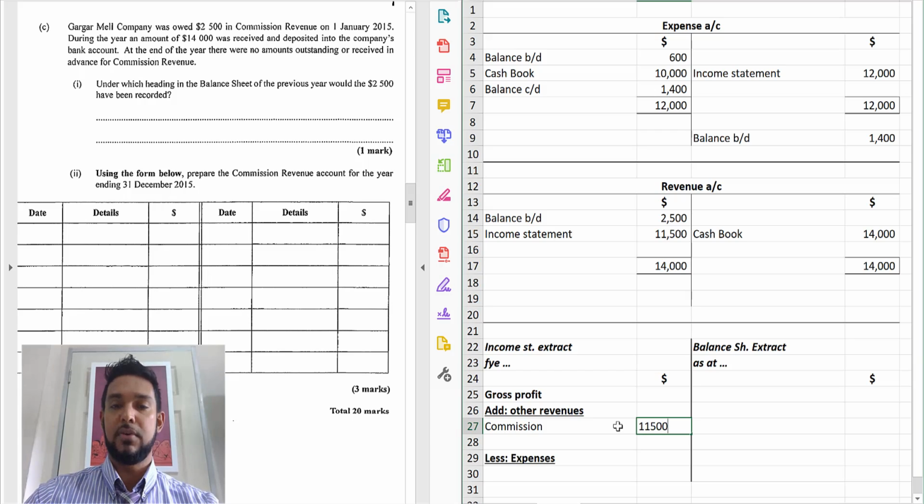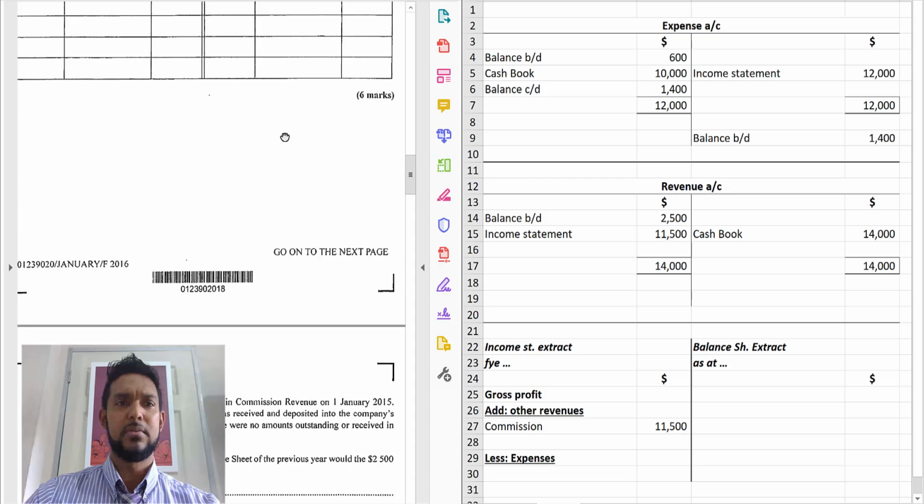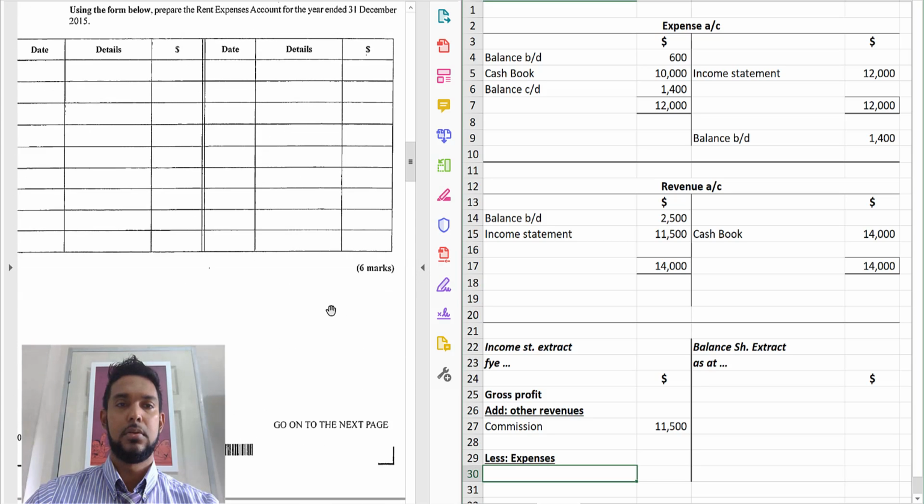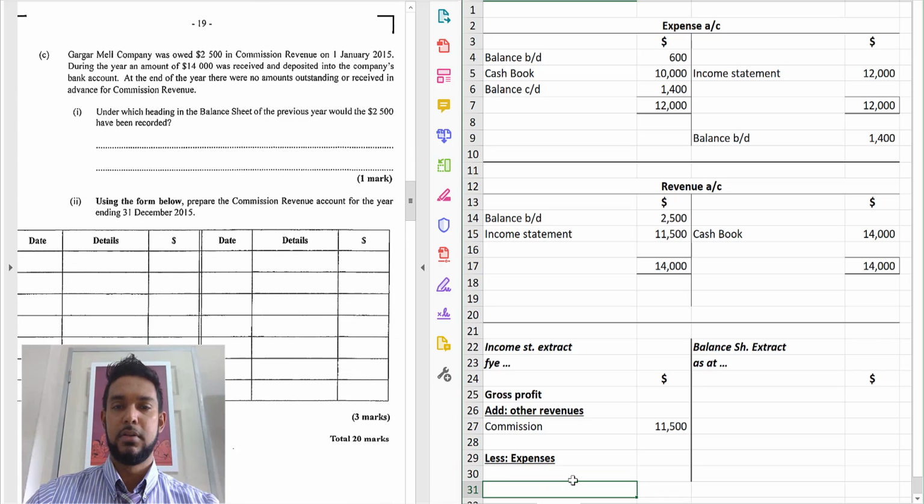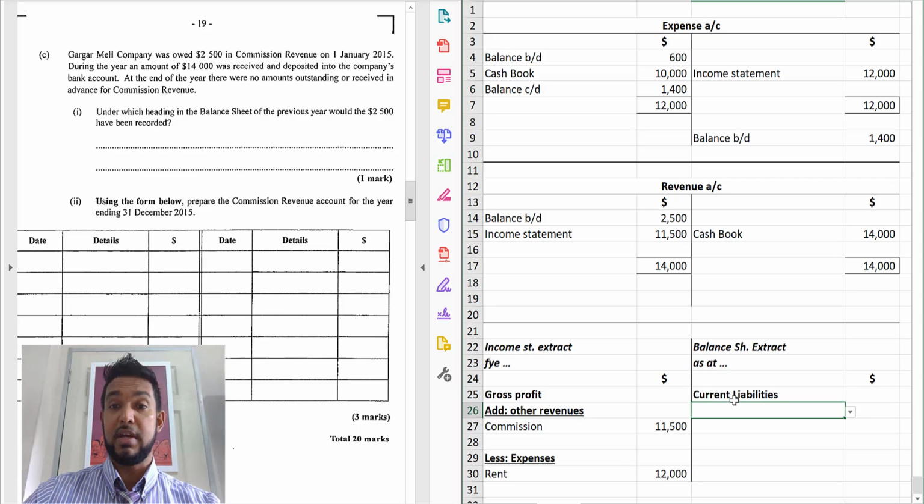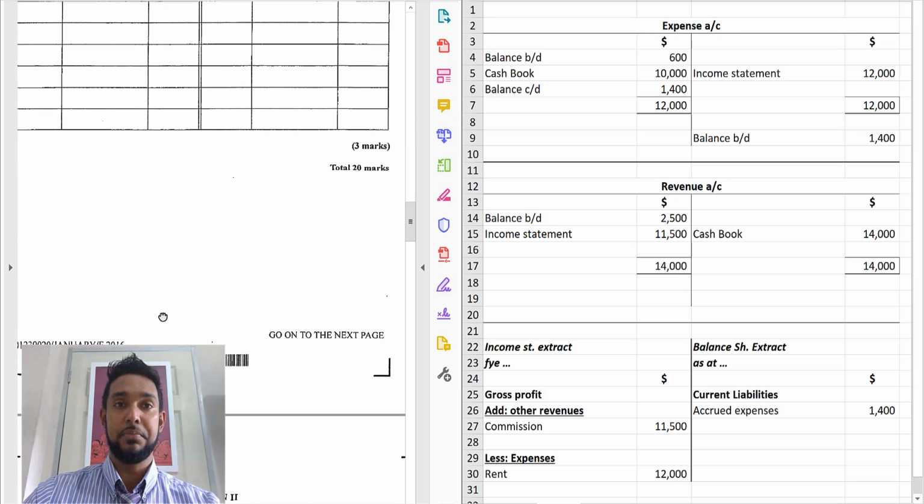Revenue was 11,500. What was it? It was rent. Okay, cool. Sorry, guys. All right, rent. How much was rent? Income statement 12,000. All right, and balance sheet extract, we have rent on the credit side. That's a current liability. That's accrued expenses. That's 1,400. All right. So this has been the solution for the 2016 question.